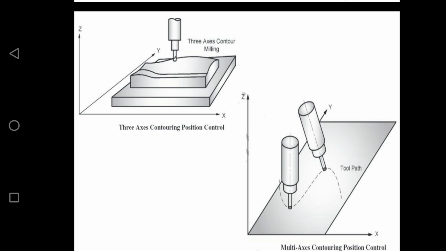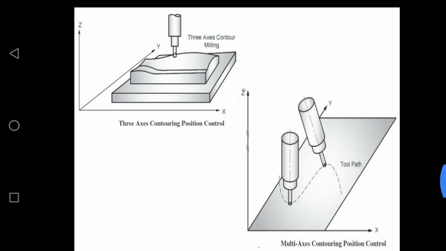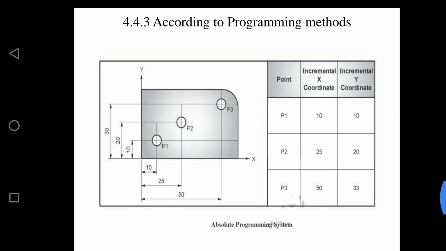For example, a 6-axis machine tool is capable of moving the tool in all the primary axes and also can rotate about each primary axis at the same time. So I can move my tool in all directions, and also I can have a rotation about each primary axis. If that is allowed, then that is called multi-axis contouring. So this is about classification according to the tool path motion.